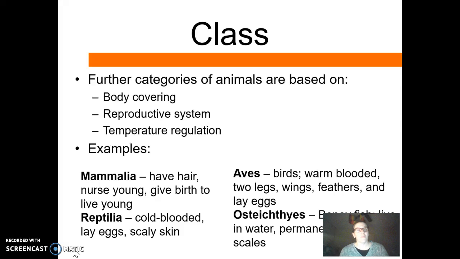Another class that you're probably familiar with is amphibia. The body covering for amphibia would be permeable skin, is how we would explain that one. Their reproductive system is that they lay eggs with external fertilization, and their temperature regulation is that they are ectothermic. They take on the temperature of their environment. So depending on these three features, body covering, reproductive system, and temperature regulation, we can sort all of our chordates into their different classes.